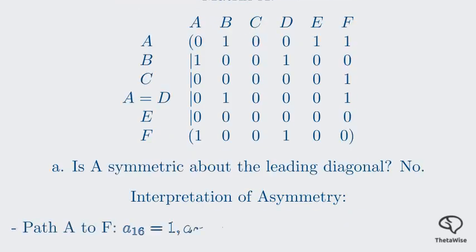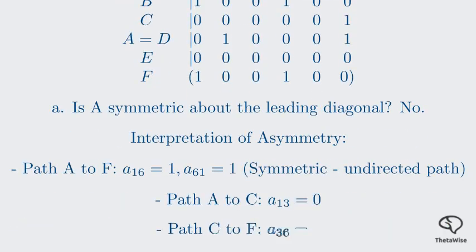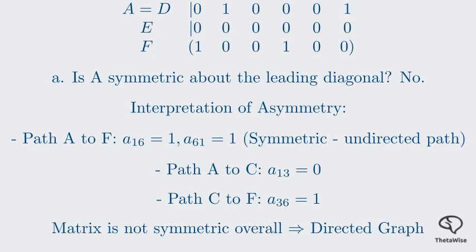Let's take a closer look at the A to F example. Row A, column F is 1, and row F, column A is also 1. This means you can travel from A to F, and you can also travel from F to A. So the path is undirected. However, look at A to C, which is 0, but C to F is 1. Since they are not equal, the matrix is not symmetric. In essence, a non-symmetric adjacency matrix indicates a directed graph, where movement between nodes can be restricted to a single direction. Now, let's move on to the next part of the problem.